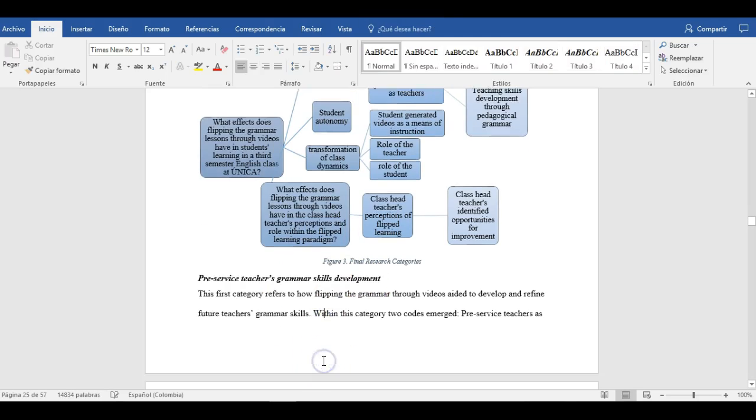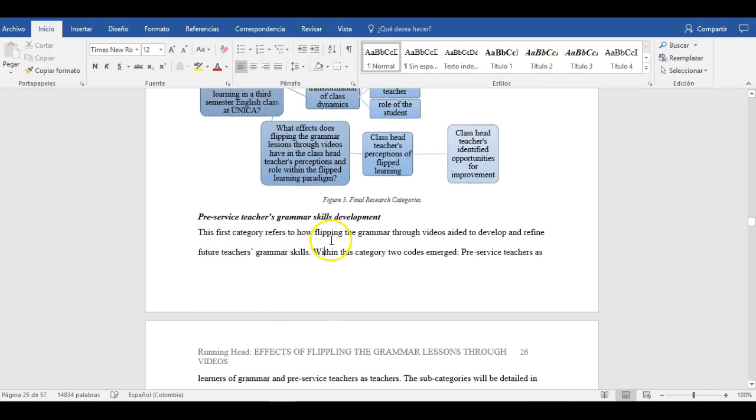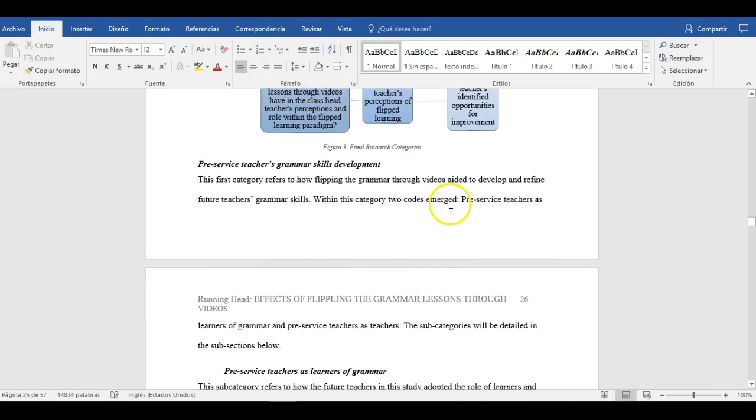In this, we have a very brief introduction. That is, the first category refers to how flipping the grammar through videos aided to develop and refine future teachers' grammar skills. Within this category, two codes emerged: pre-service teachers as learners of grammar and pre-service teachers as teachers. The subcategories will be detailed in the subsections below.